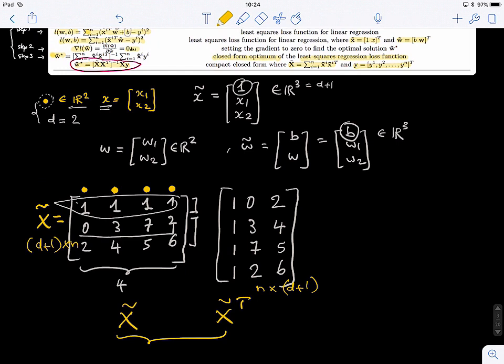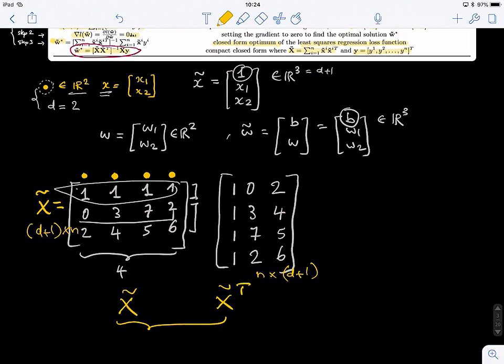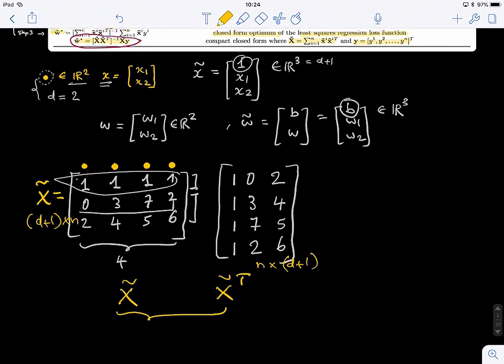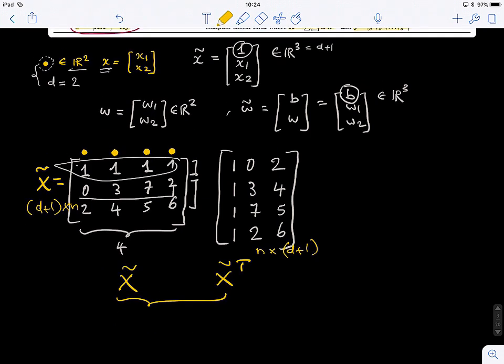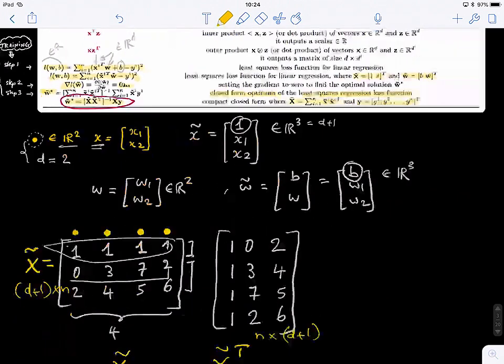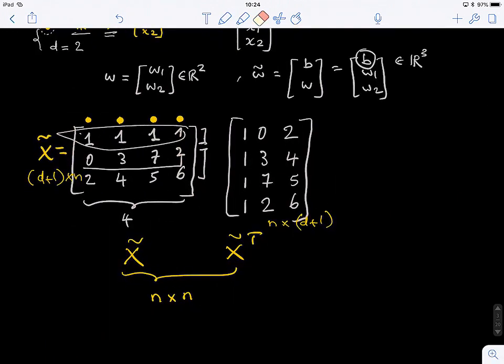Sorry? N times 1. How did you get n times 1? That's correct. So here, it should be n times n. You said an n, right? So basically, it's an n times n matrix. And here, no, so D plus 1. I got confused. Yeah, it's actually D plus 1.